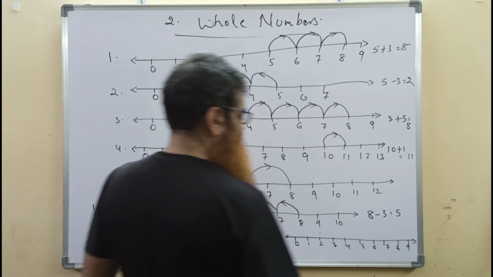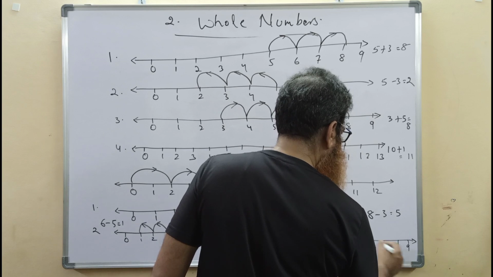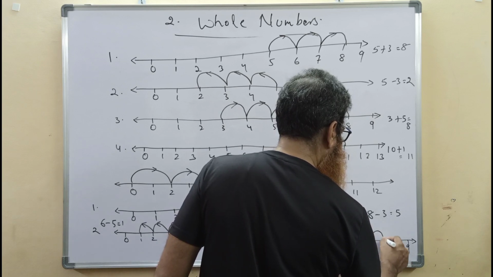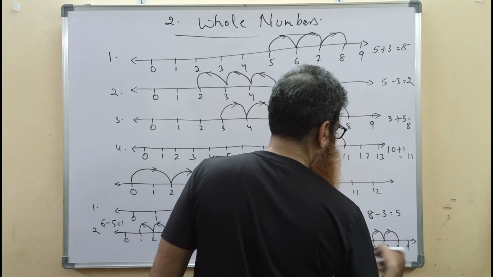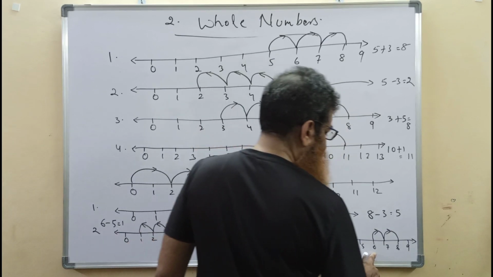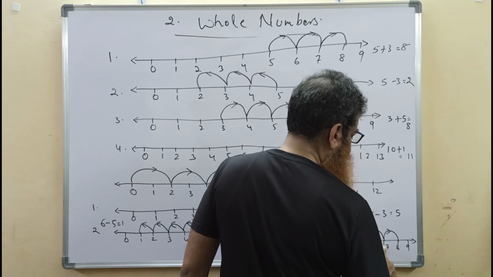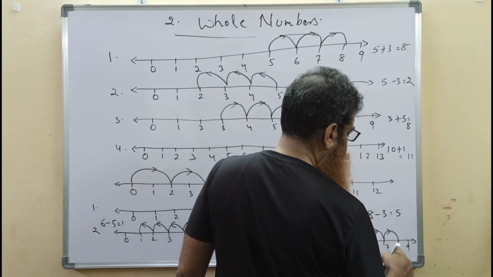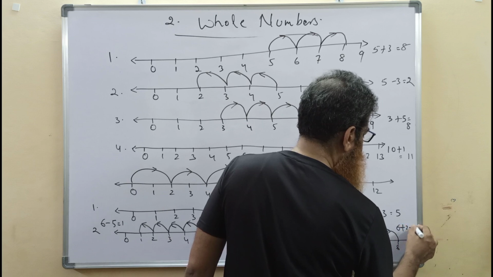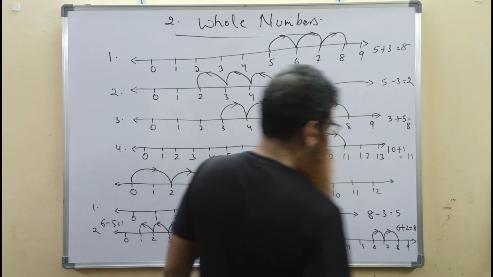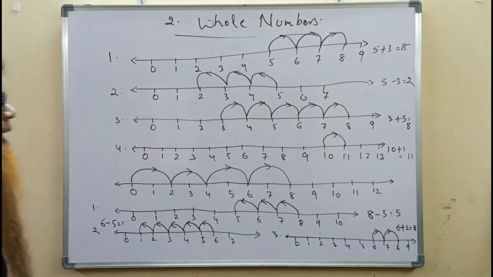What number should be added to 6 to get to 8? 1, 2. As we are doing addition, we need to go to the right. So when we start from 6, we take 1 jump to 7, we take 2 jumps to 8. So 6 plus 2 is equal to 8. We need to add 2 to 6 to get to 8.